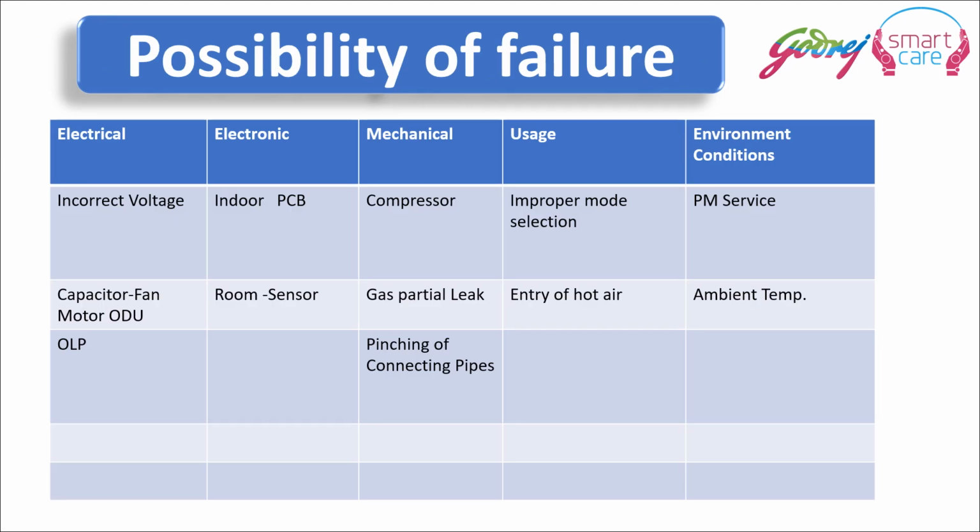Now we talk about the possibility of the failures. The incorrect voltage, capacitor, fan motor ODU and OLP is an electrical type of defect. Defect in indoor PCB or room sensor is an electronic type of defect. Compressor, gas partially leaking, and pinching of the connecting pipe is a mechanical type of defect. Improper mode selection and entry of hot air is a usage issue. And PM service and high ambient temperature are environmental situations.